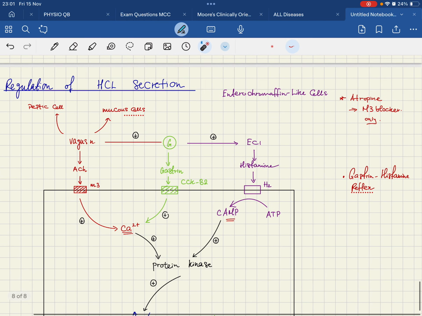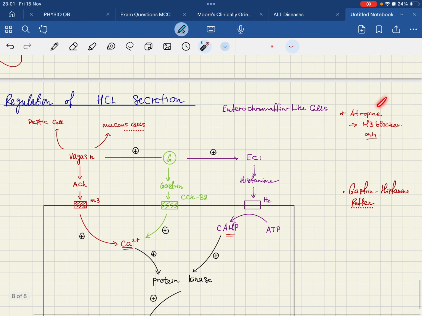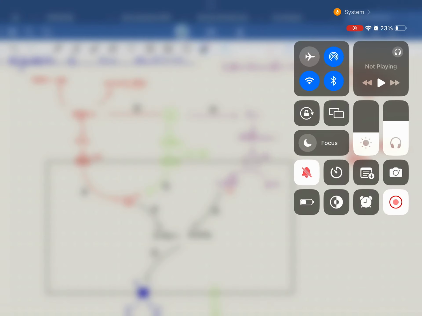And then we'll talk about people who have high HCl secretion. There's a drug called atropine, which will block the M3 receptor, and then it will decrease the action of M3 while still maintaining the action of CCKB2 and H2. This will slightly decrease the secretion of HCl.